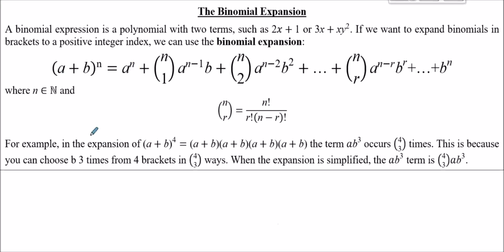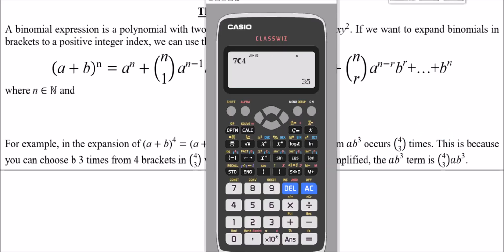For example, if you had a plus b to the power 4, which written in the long way is a plus b written out 4 times, then the term a b cubed would occur 4 choose 3 times. 4 choose 3, by the way, is 4. I'll just show you here. So 4 shift divide C 3 is 4.